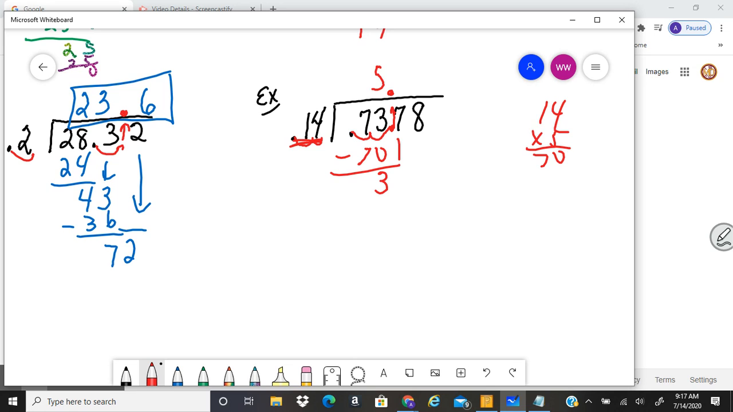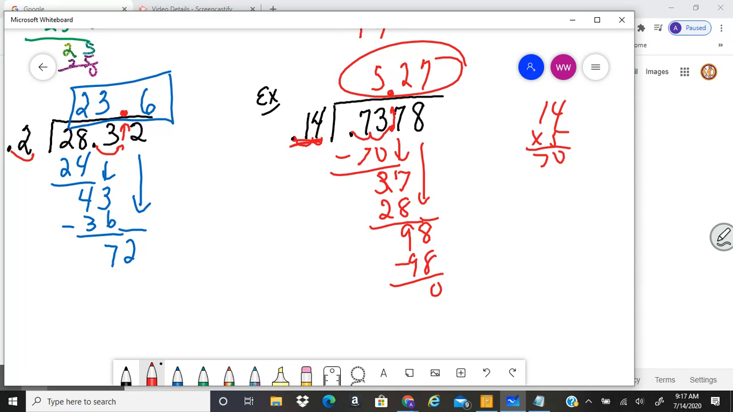Subtract, coming down gives me 37. 14 into 37 is going to be 2, gives me 28. Subtract gives me 9. Bring that down. Then 14 into 98 is 7, and that gives me 98. The remainder is 0. Hopefully you realize it's all about moving that decimal. If I have to move it in my divisor, then I better be moving it in my dividend. And that's going to give me my answer as a quotient.